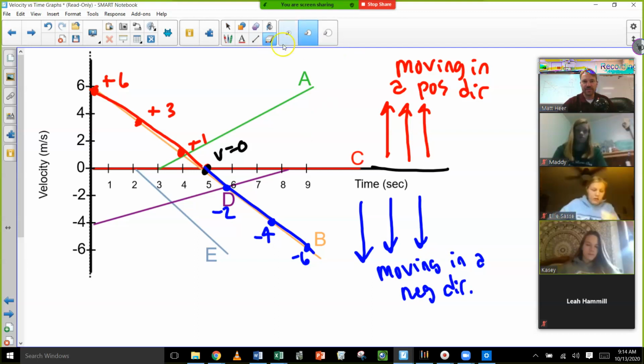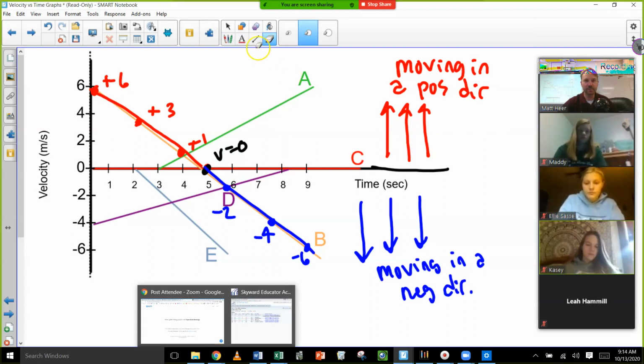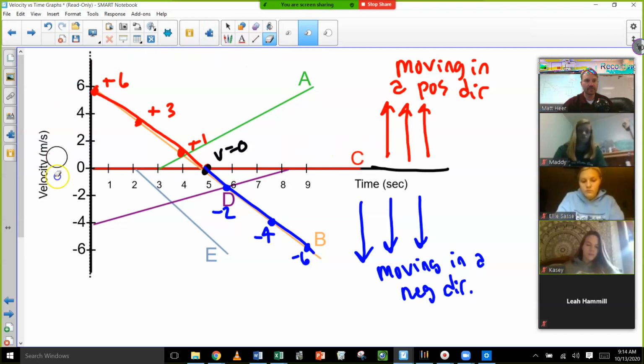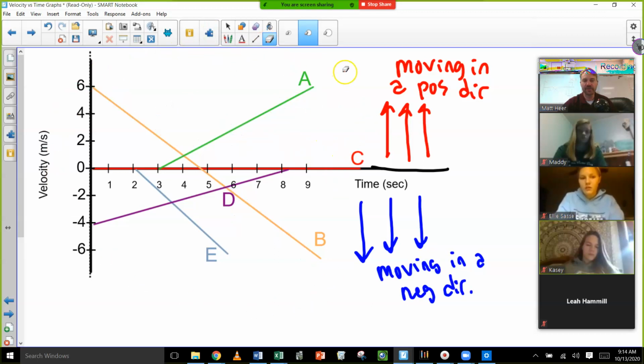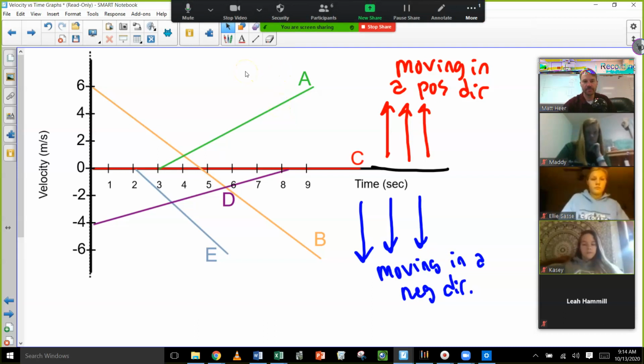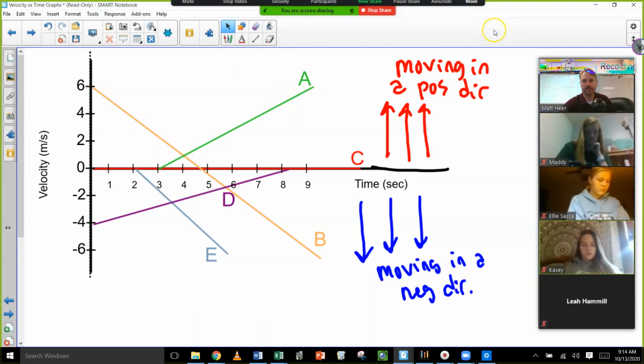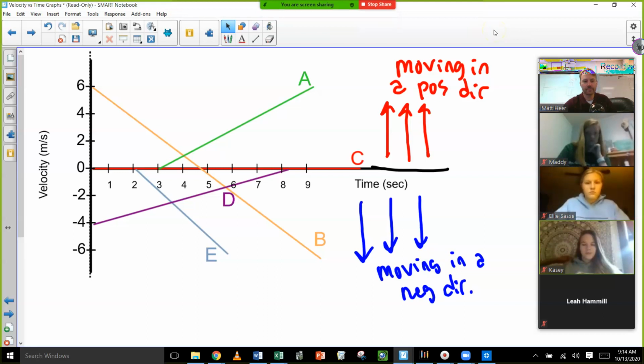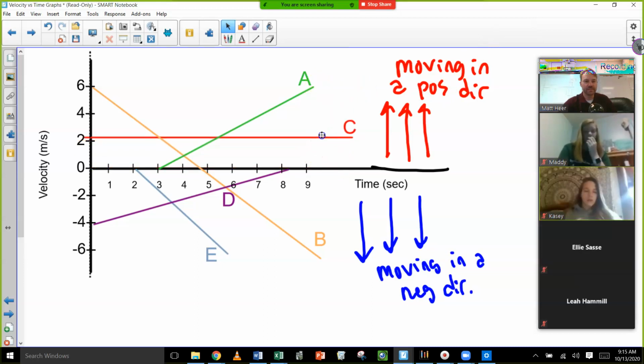So let's try this. I'm going to give you a little quiz, and we'll just go around the horn. So what do you think? A or B? Is A getting faster or getting slower? A is getting faster. Yep, so it's accelerating. If I put letter C right here, is C moving in a positive direction or in a negative direction?